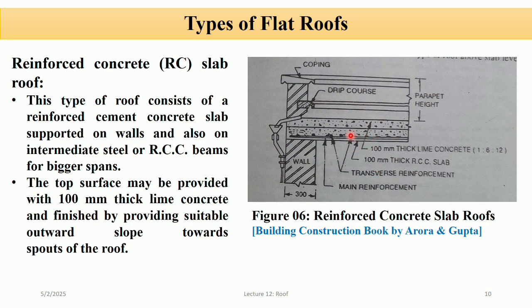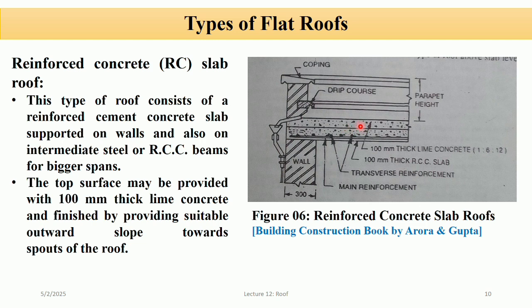So this RC slab is supported on the load bearing wall. You can see in this picture, this is the wall. For a larger span, steel or RCC beams are used as intermediate supports to carry the slab's weight safely. So above this, we provide a layer of lime concrete about 100 mm thickness, laid on the top of the RC slab.